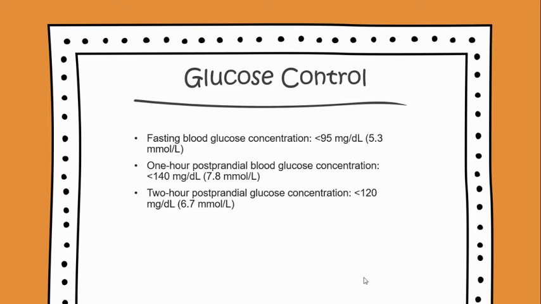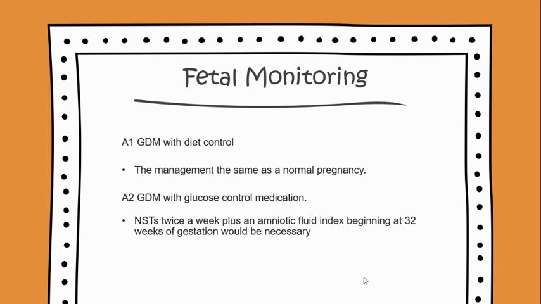Glucose control is important in lessening the risk of complications. So you would have a fasting blood glucose concentration of less than 95 milligrams per deciliter, a 1 hour postprandial blood glucose concentration of less than 140 milligrams per deciliter. And for the 2 hour postprandial glucose concentration, it would have to be less than 120 milligrams per deciliter.